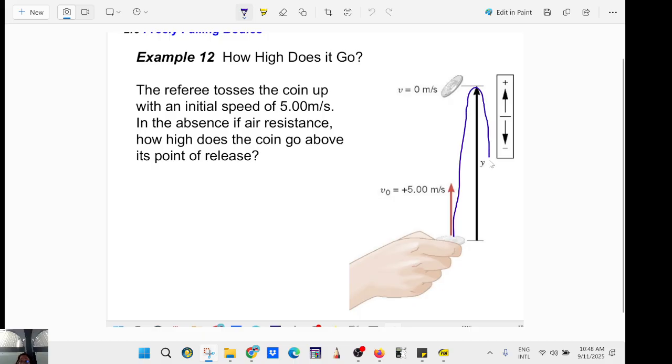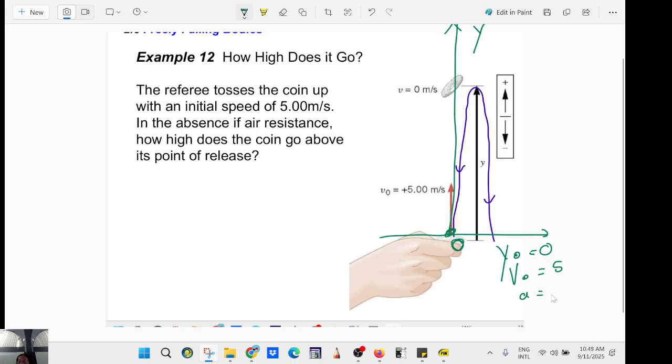So it goes up and then it goes down. Sometimes I forget to put the x-y axis, but you can do it for me. So this is y. You start here, initial position is 0. Sometimes I forget, right? Initial velocity here is 5. Acceleration is minus 10. And at the top, the velocity is 0. So the final velocity is 0.